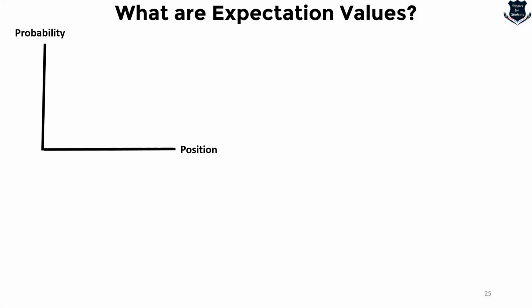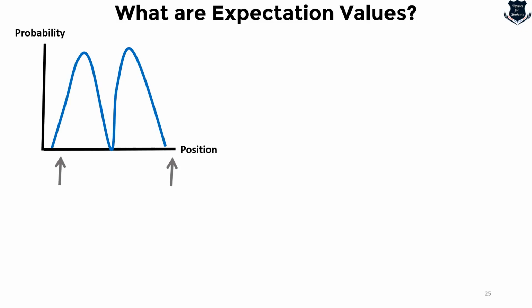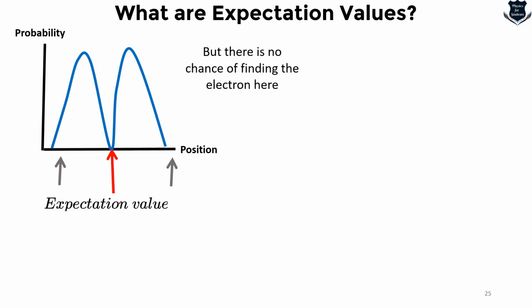Now let us take a probability distribution like this and this. So it goes up and down. If you get a probability distribution like this, then we cannot find the electron here or here, isn't it? So the expectation value is where? It is over here. But you will see that there is no chance of finding the electron over here. That is why the expectation value is not always the likelihood of finding the electron.